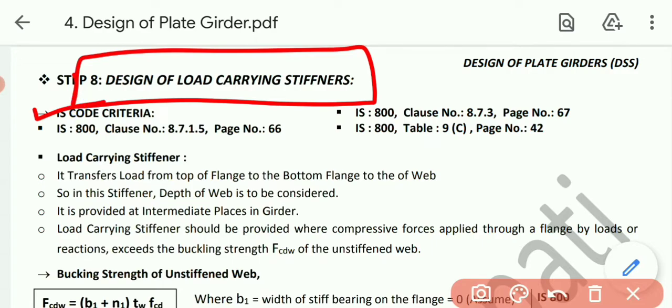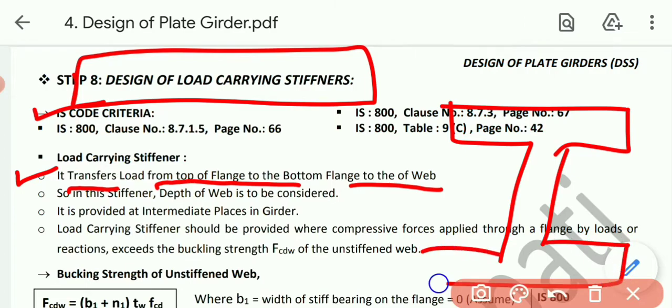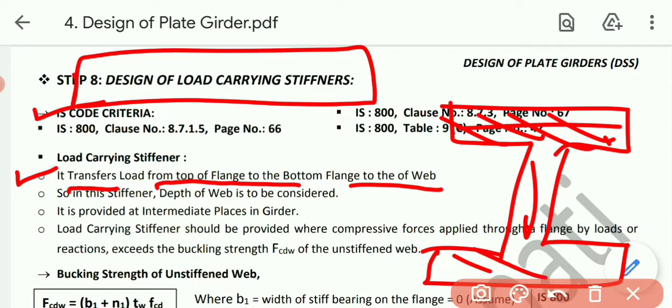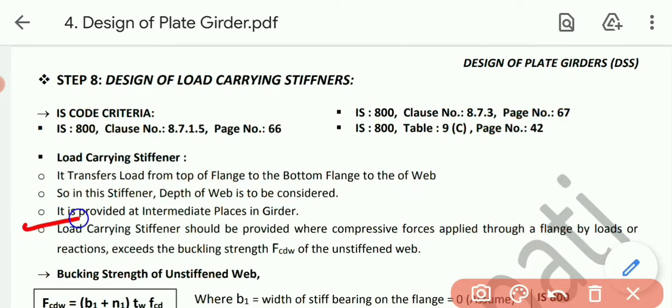First of all, we need to understand what is a load carrying stiffener. It transfers the load from the top flange to the bottom flange through the web. Say this one is my plate girder, then it will transfer load from this top flange to the bottom flange. In this stiffener, the depth of the web is to be considered. It is provided at intermediate places in the girder.